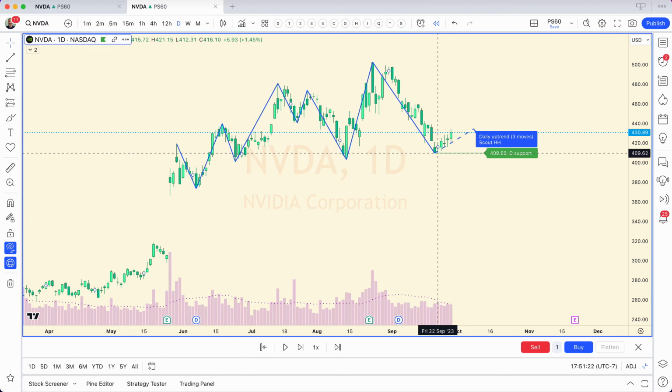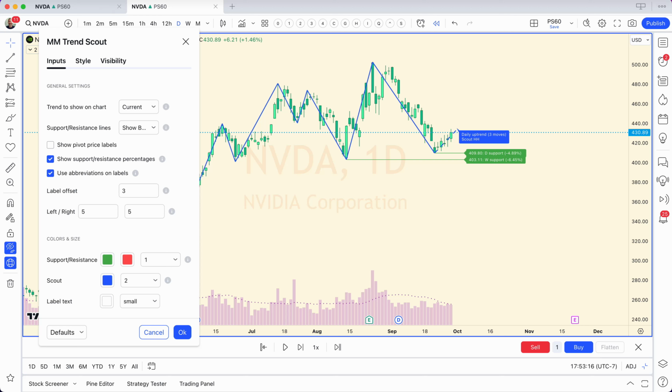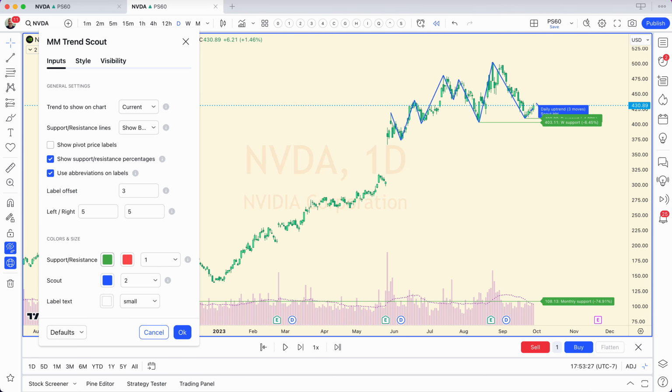Finally, here we have the colors and size. So this is the appearance of the lines themselves, the support and resistance lines. And you can modify your colors and the thickness of the lines and the size of the labels. And that's it.